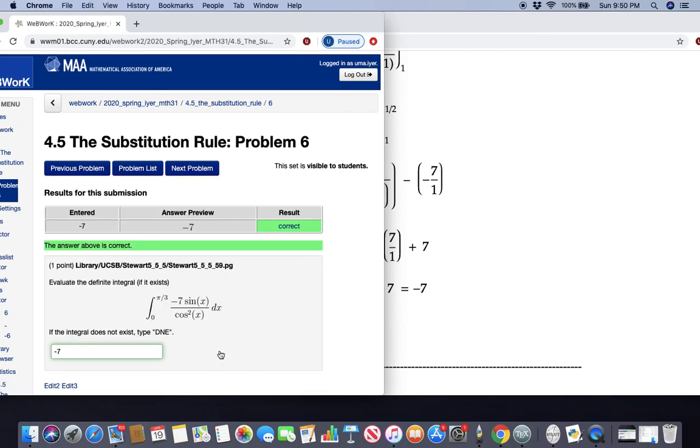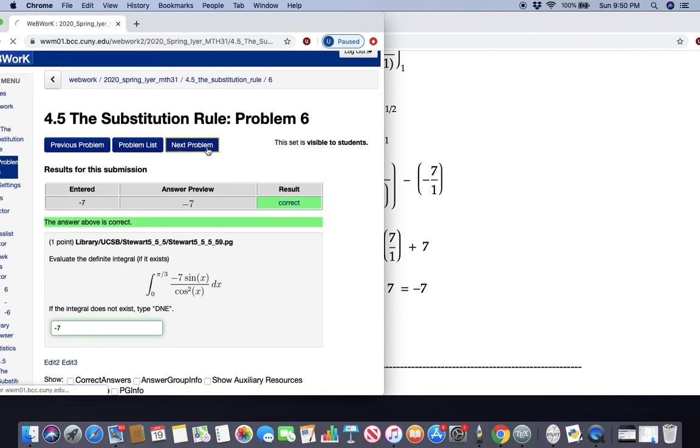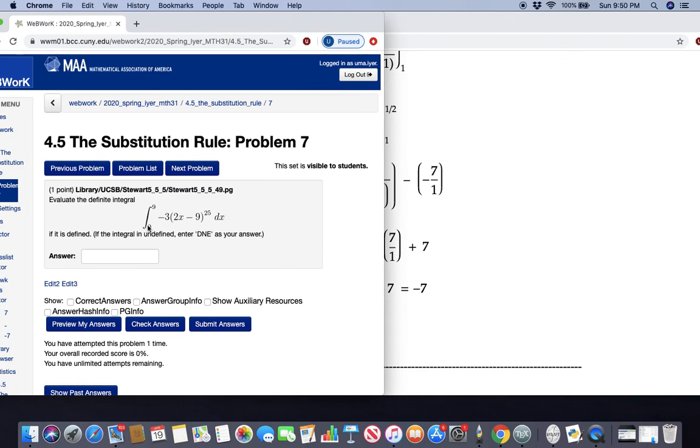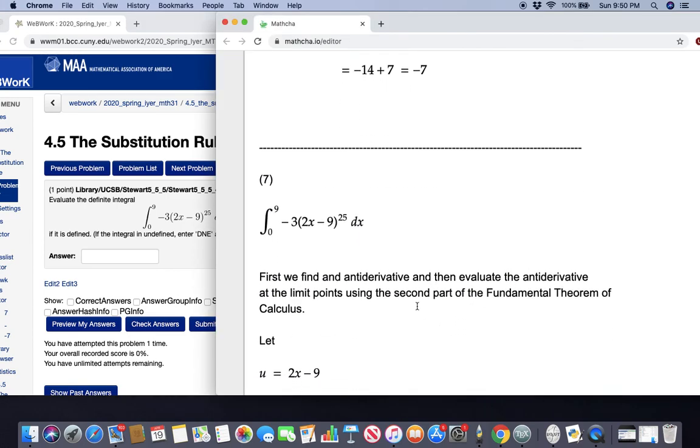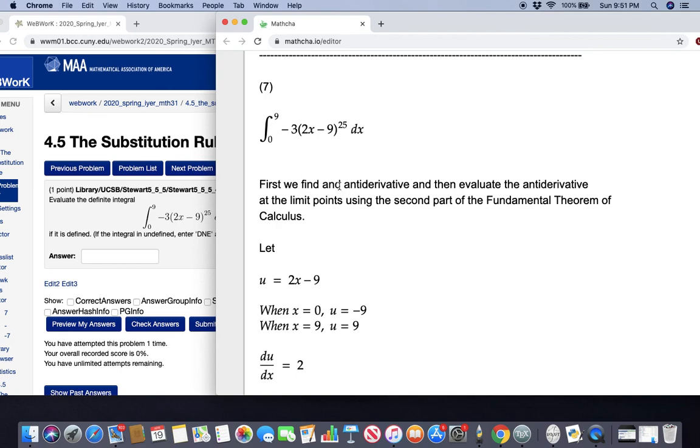Submit. Next problem. Evaluate the integral. This is again a definite integral from 0 to 9 of negative 3 times (2x minus 9) to the power 25. Since this is a definite integral, we need to find an antiderivative, then evaluate it at the limit points. This looks like a good candidate for a new variable u: u equals 2x minus 9.